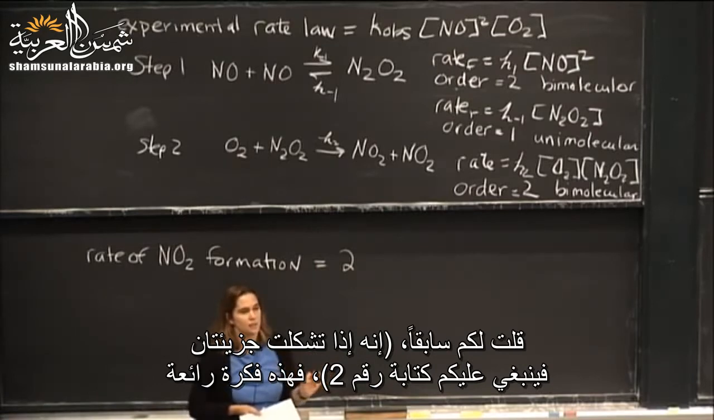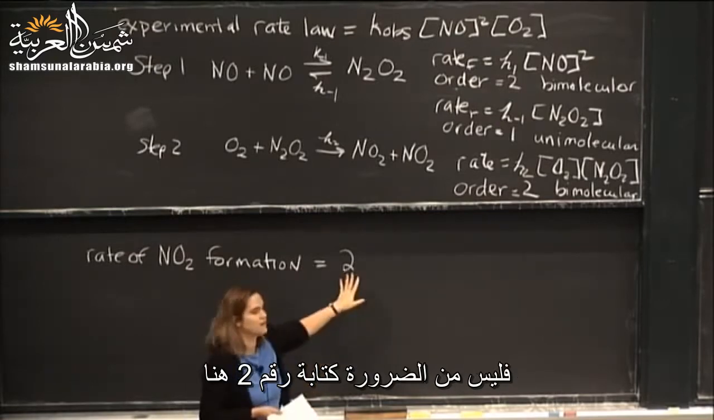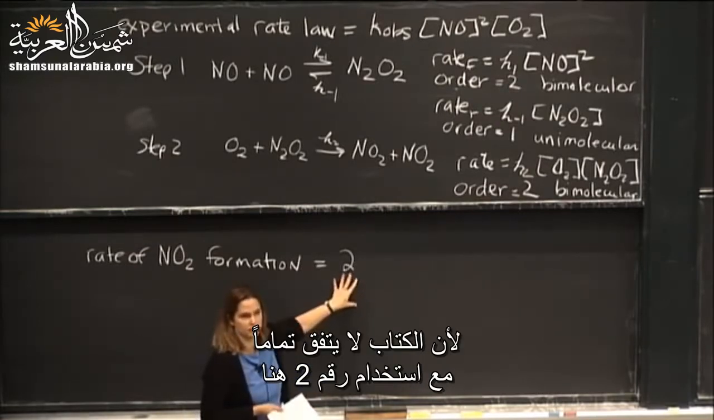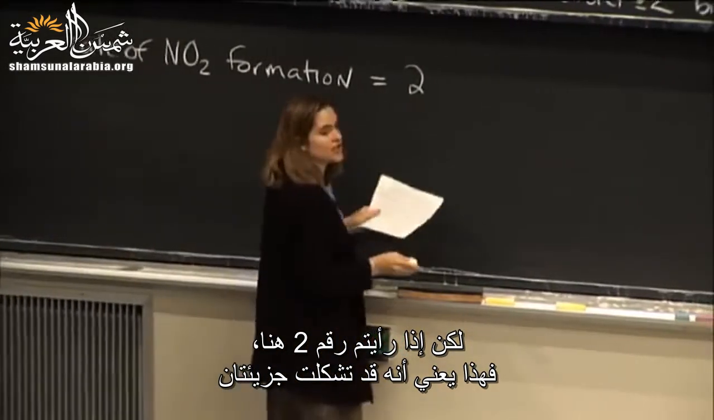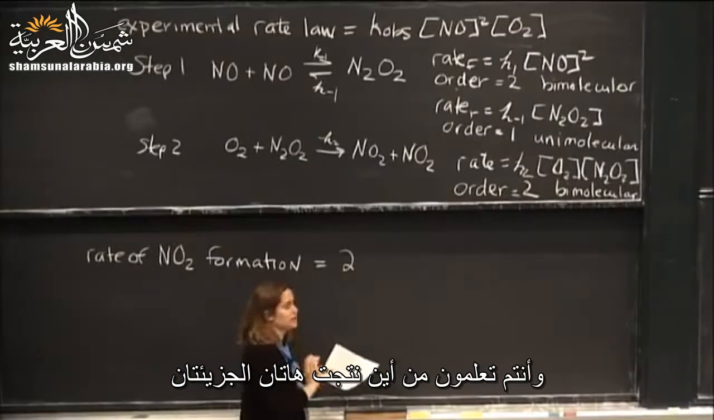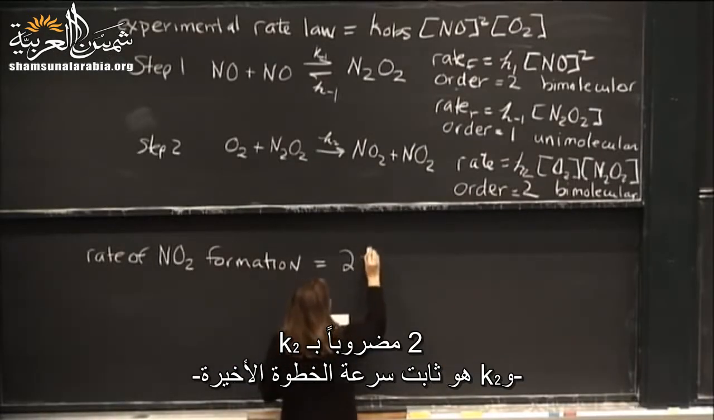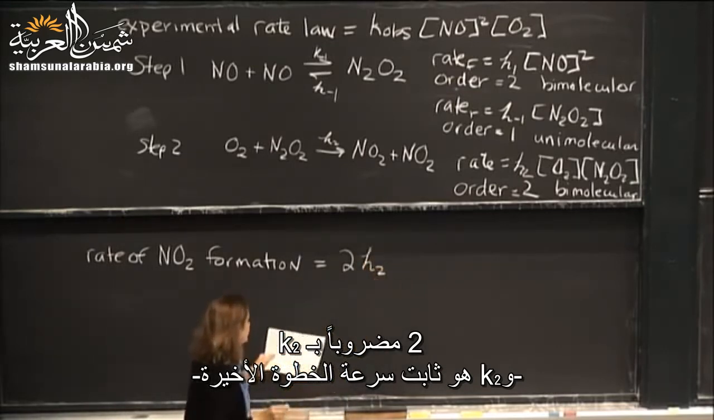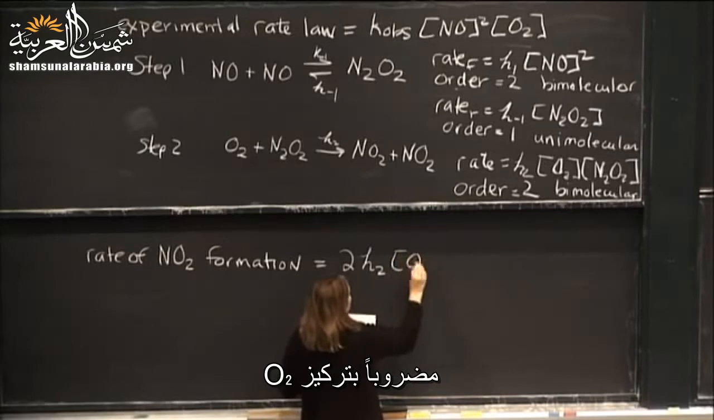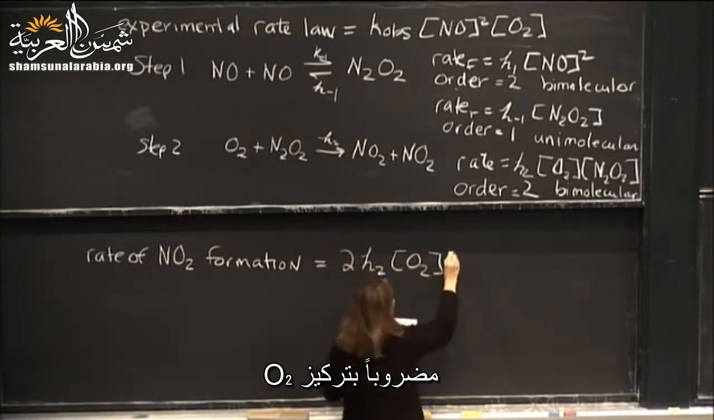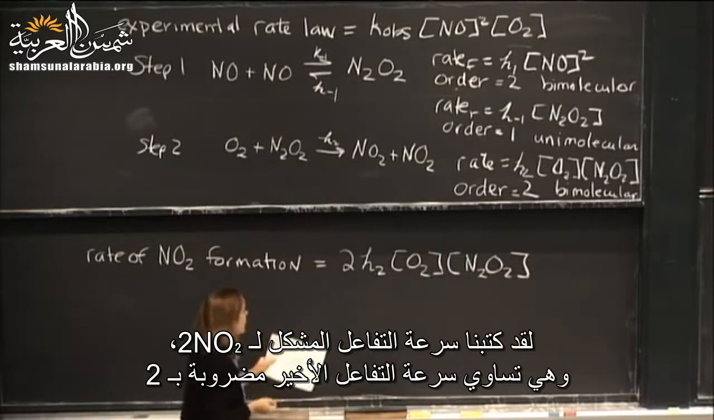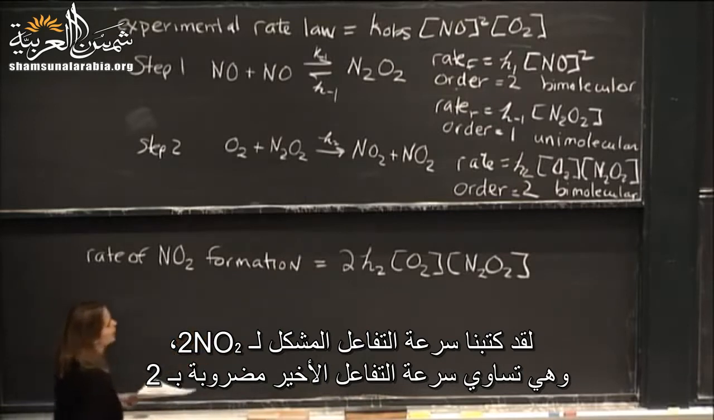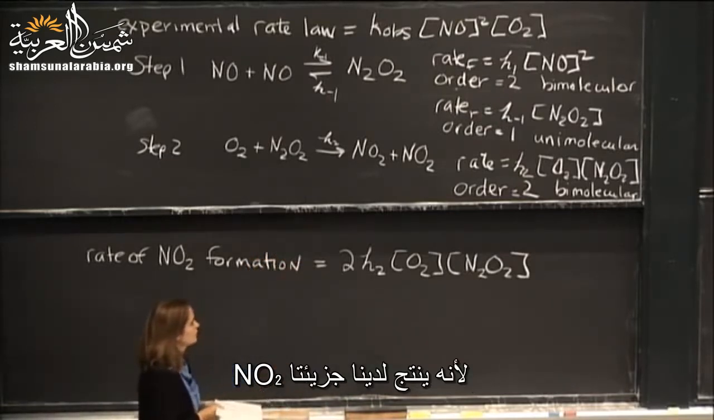So what I've done in the past is if you put a 2 and there should be a 2, that's great. But if you don't put it, that's OK too. So I have not taken off for this because the book has not been completely consistent in its use of that. But if you see a 2, and two things are being formed, you know where that comes from. So 2 times K2, that's the rate constant of that last step, and we're talking about the concentration of O2 and the concentration of N2O2. So we're writing out just that last step there with a 2 because two molecules of NO2 are being formed.